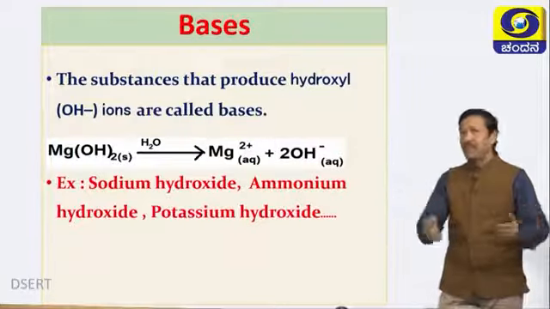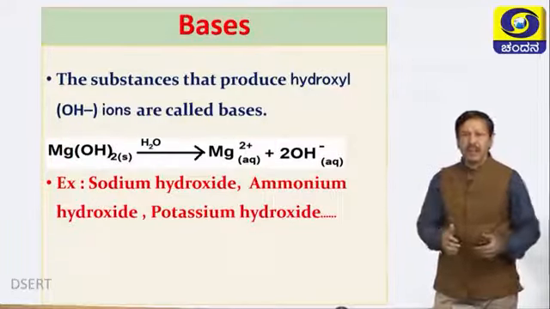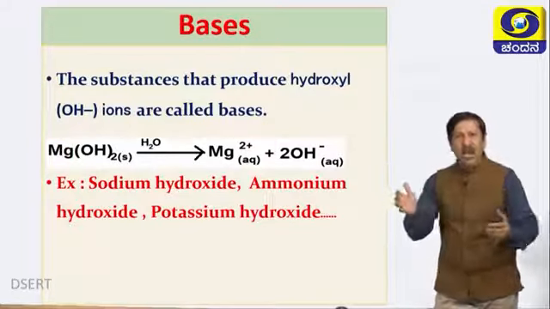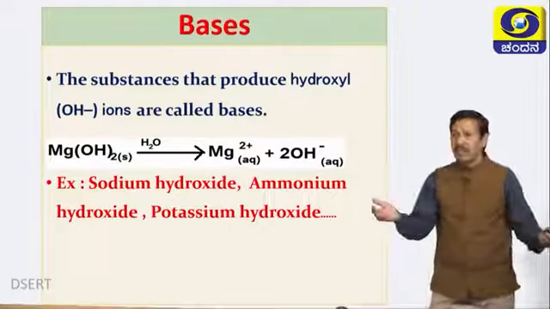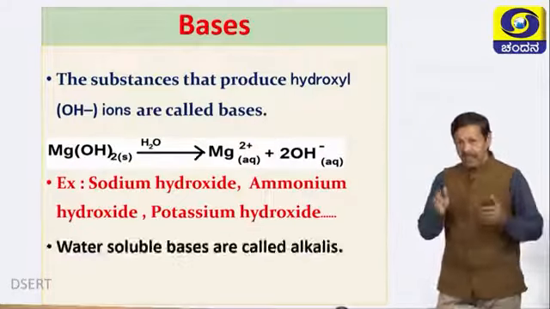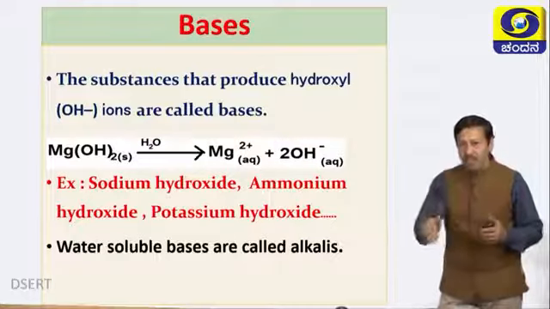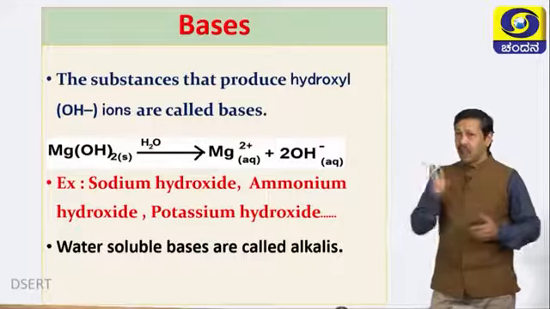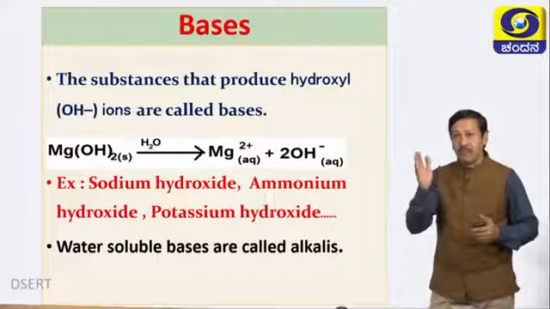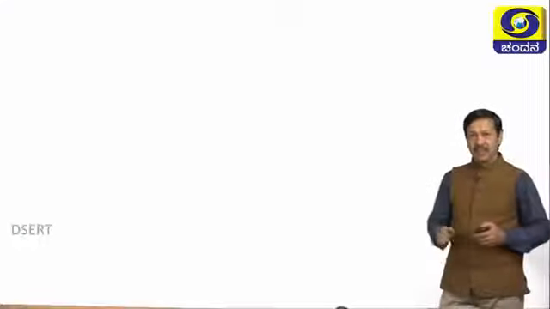Now, many examples are there: sodium hydroxide, ammonium hydroxide, potassium hydroxide, calcium hydroxide, and so on. If these are soluble in water, you call them alkalis. So water soluble bases are called alkalis.